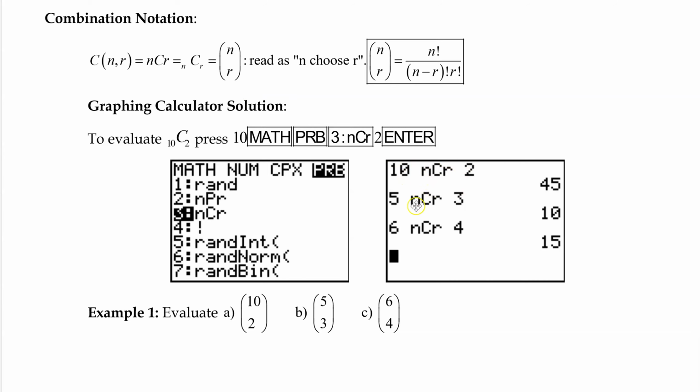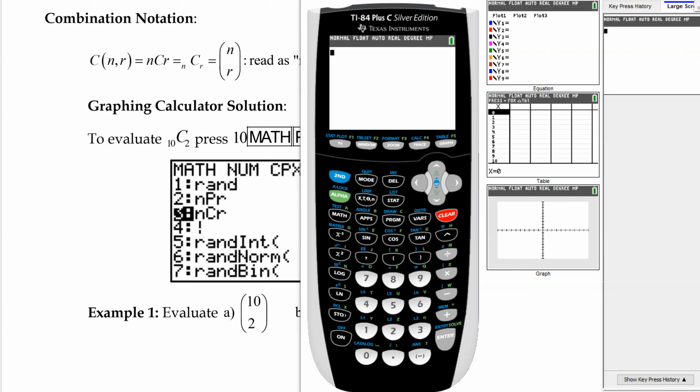So how we're going to do that is we're going to take our calculator and we're going to hit math, probability, and then number 3, and it will pop right up. So just like this. So we're going to look at it first and then we're going to do it. So it's math, and then you scroll left to probability, and then number 3. This is our combination notation. And so you're going to put the numbers in there.